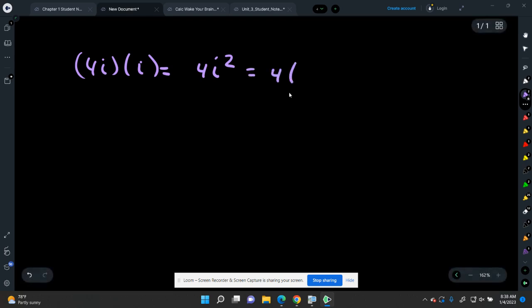What does i squared equal? Negative 1. So change that to a negative 1. So this becomes negative 4. You should never have anything greater than i. Okay.